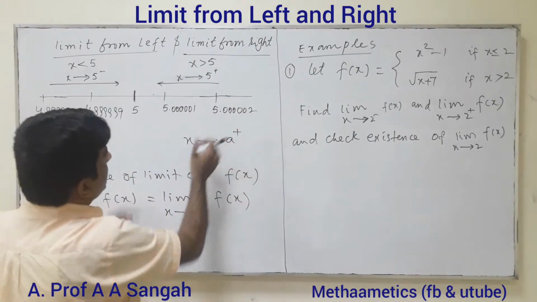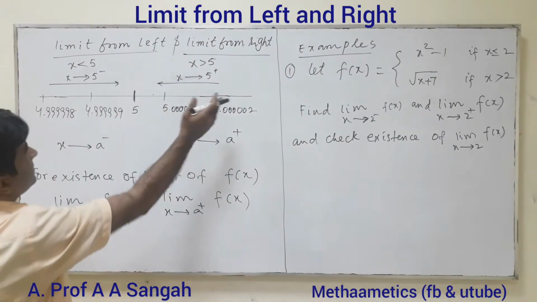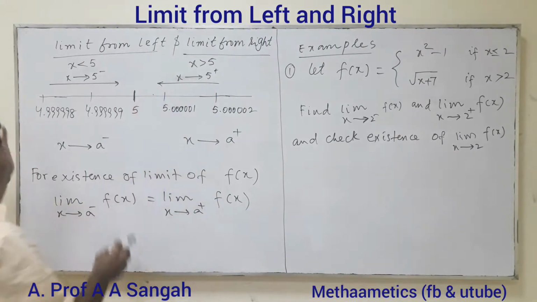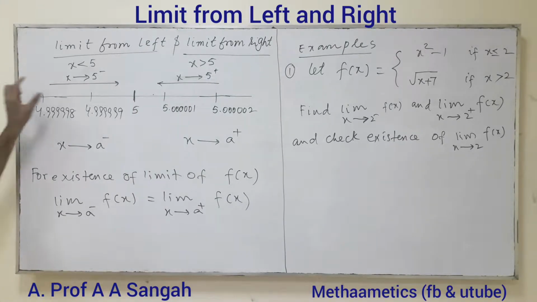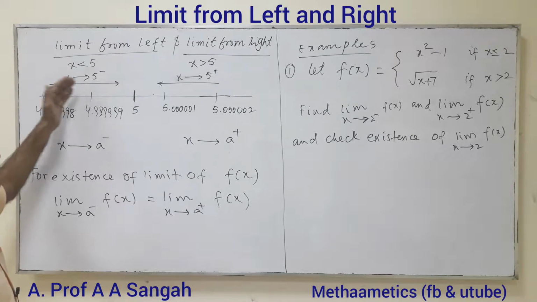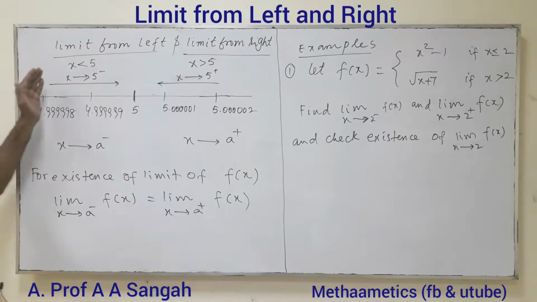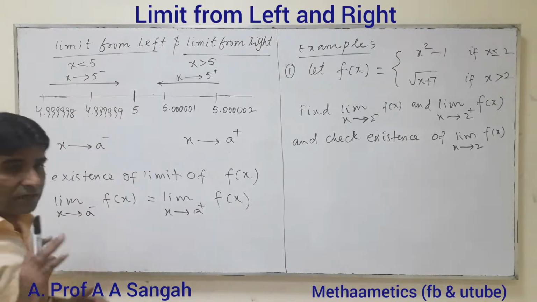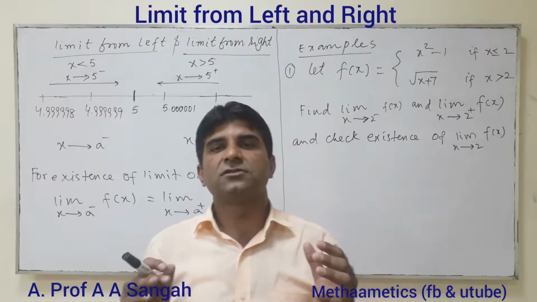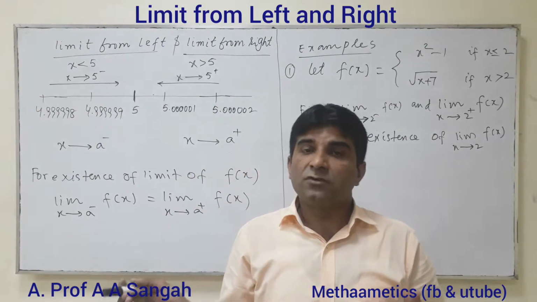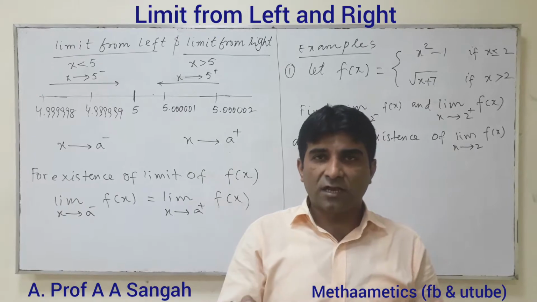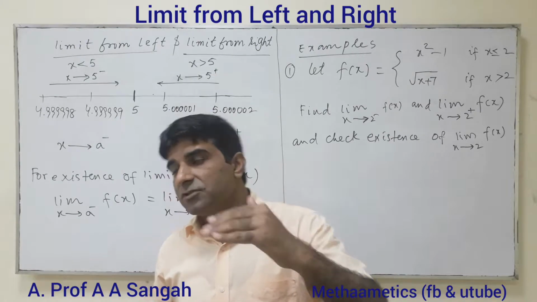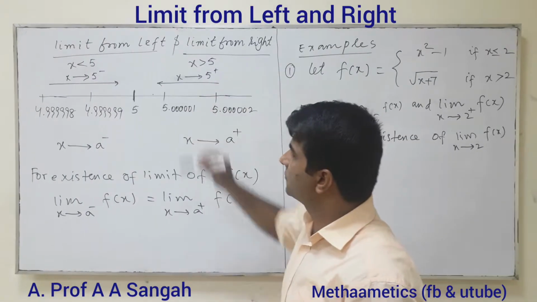When the value of x approaches 5 from the right hand side, we say it approaches from the right. When it is less than 5, or approaches from the left hand side, we say x approaches from the left hand side. When x approaches a from the left, we say left hand limit or limit from the left. When x approaches a from the right hand side, we say x approaches from the right.